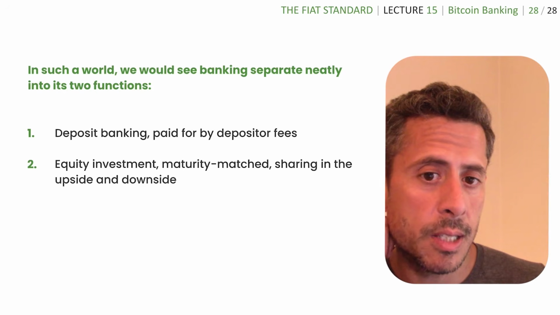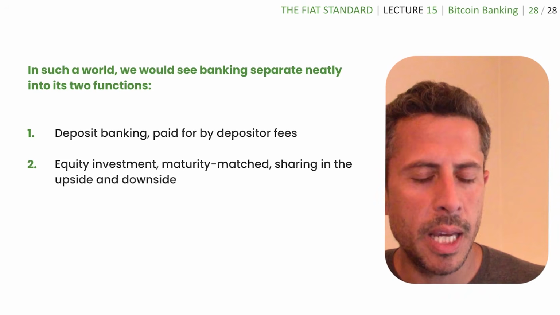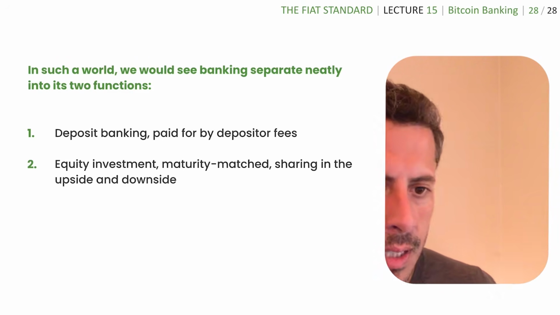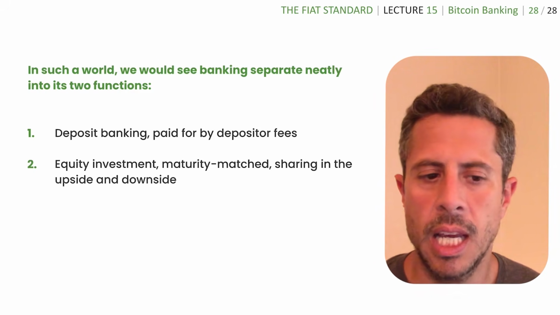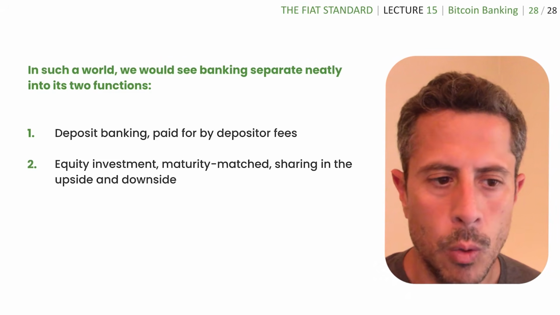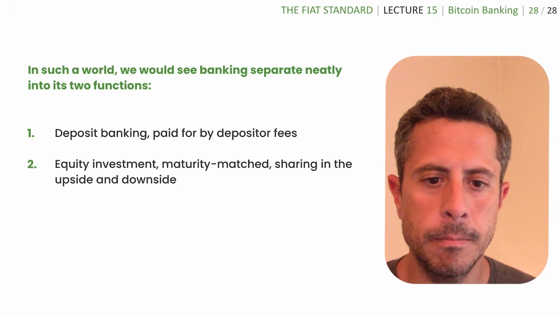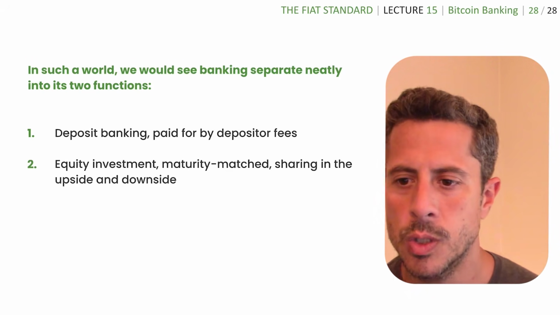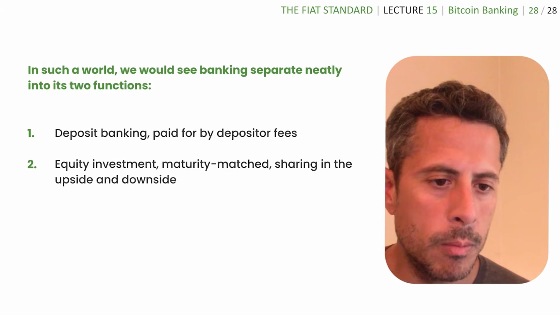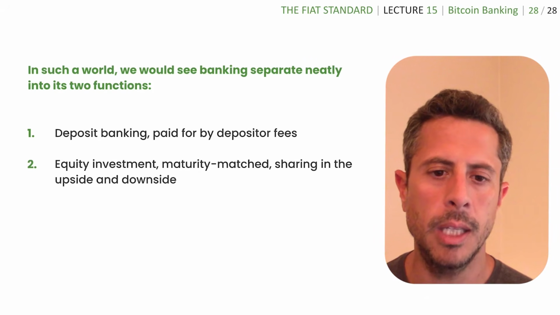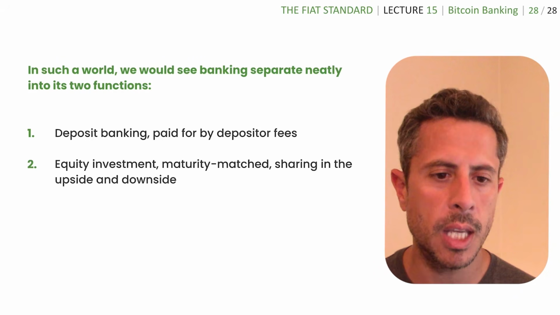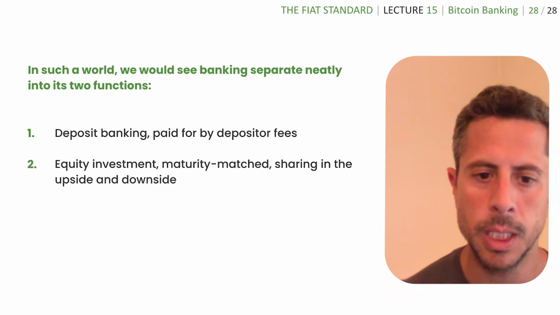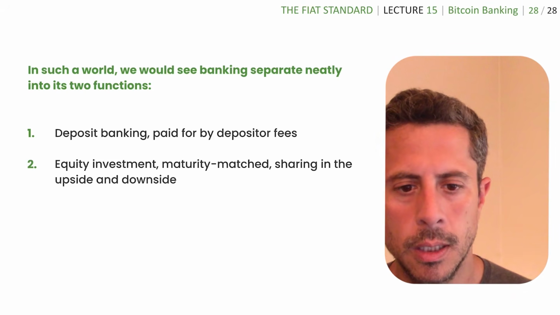So in such a world, we'd see banking separate neatly into two core functions: deposit banking, paid for by depositor fees, and equity investment, maturity matched, sharing in the upside and downside. That's basically how I see the function of banking. When you take out payment routing in the Lightning Network, which is discussed in the previous chapter, that leaves us with banks storing money for people and getting paid to do it because they can't lend out the money while storing it for you in deposit, or making explicit equity investments where they take your money and buy equity in a company with a matching maturity and sharing in the upside and in the downside. This is how I think of it.